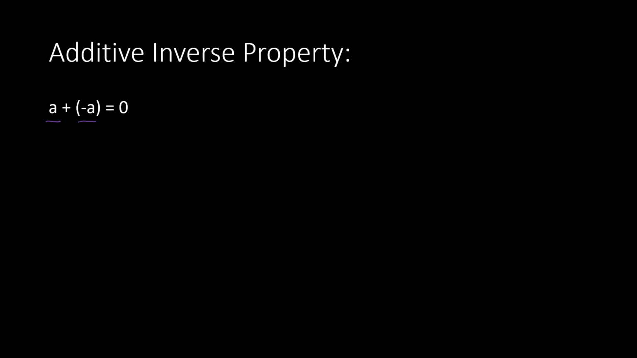So you can rewrite this as a minus a, and that equals 0. As you can see, you can take the integer and create a whole subtraction problem. We'll look at an example. We have 7 plus negative 7. Now we can rewrite this as 7 minus 7, since we take the negative sign out, and then we get 0 as the answer because 7 minus 7 is 0.